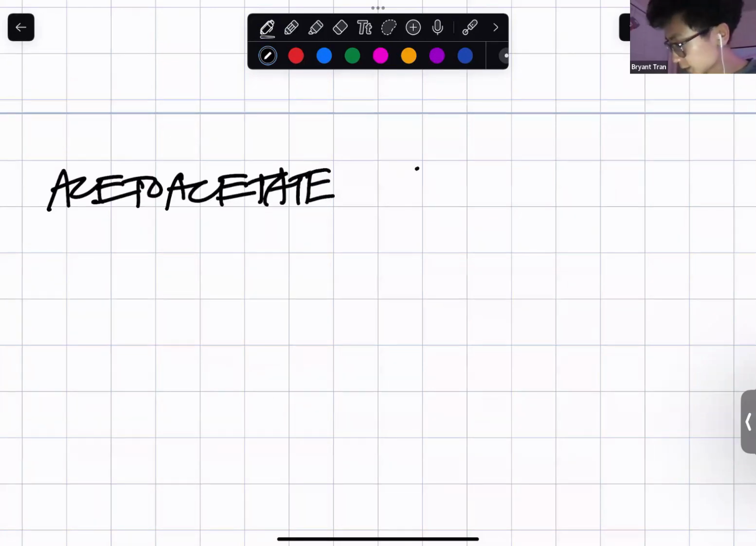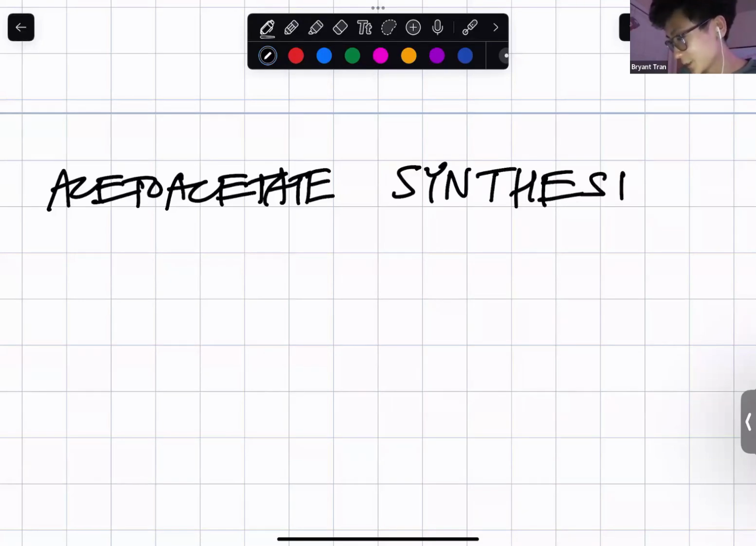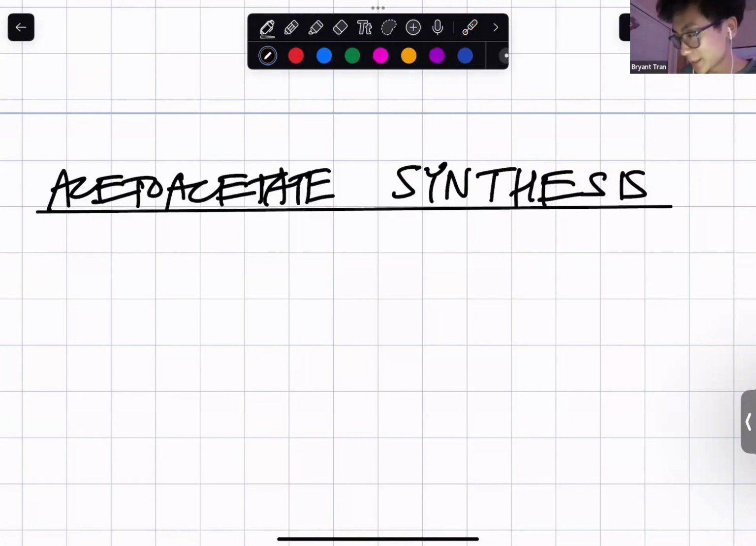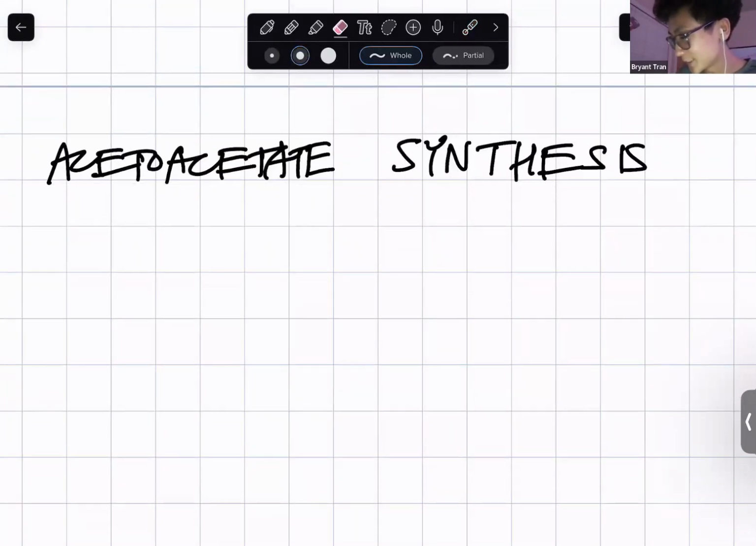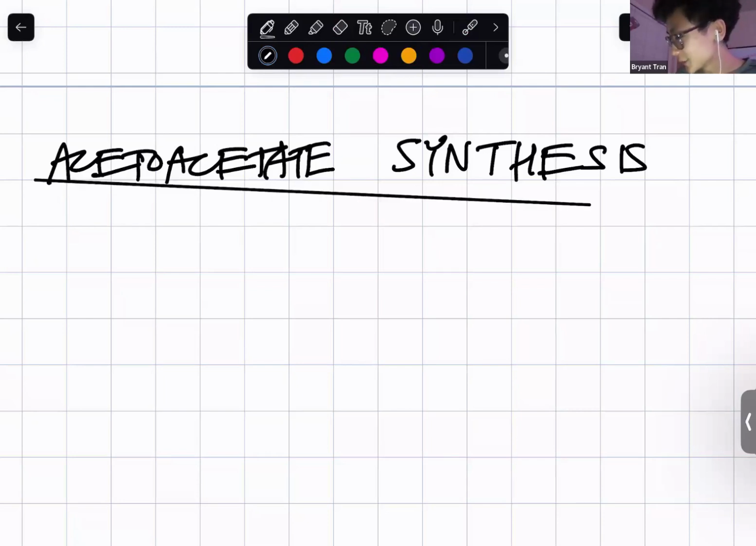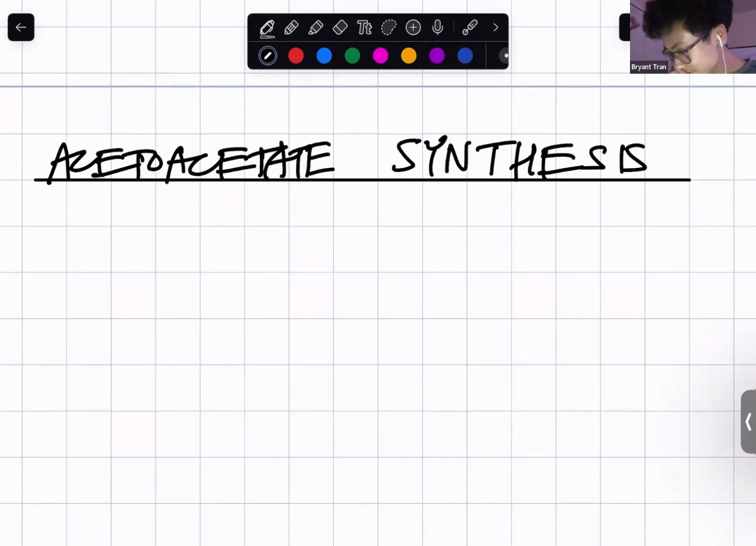acetoacetate synthesis. And since 8B has a quiz tomorrow and the final on Monday, and 118B has their final next Friday, I'll try to spend more time with 8B tonight because you guys have your finals coming up sooner and you have your quiz tomorrow. So let's go over acetoacetate synthesis here.